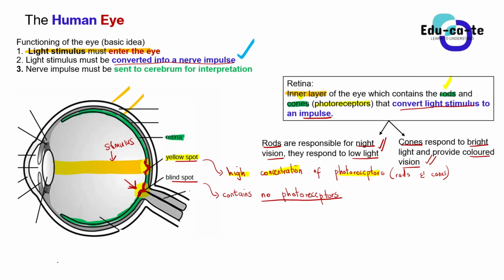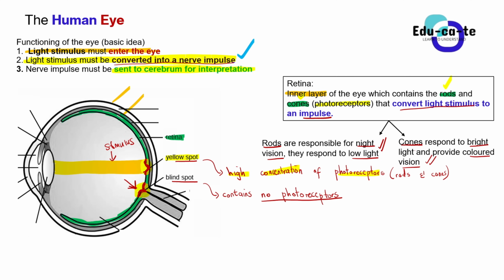Now we are done with the second phase. The second phase, the light stimulus must be converted into an impulse. Now we know how it's converted into an impulse using rods and cones, which are photoreceptors. Now the third thing, the nerve impulse. Now that it exists, we have a message that can be sent to the cerebrum. The nerve impulse must be sent to the cerebrum for interpretation, so that you are able to see. Remember, I introduced an impulse to you as a message that the brain can understand.